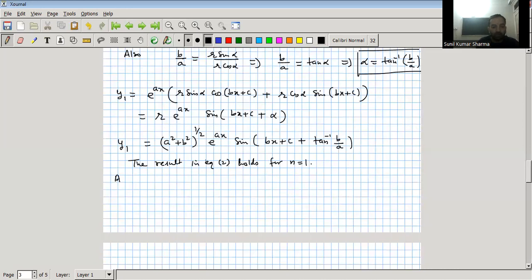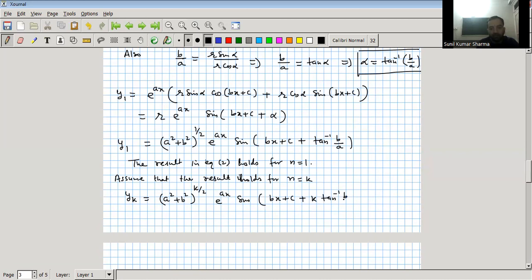Now what we do in the next step is assume that the result is true, where the result holds for n equal to k. So what is yk? yk is equal to a square plus b square to the power k by 2 e to the power ax sin bx plus c plus k times tan inverse b by a. So this is equation number 4.